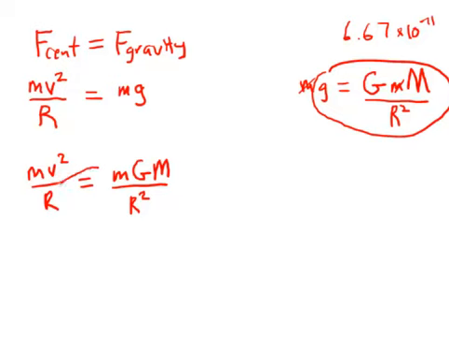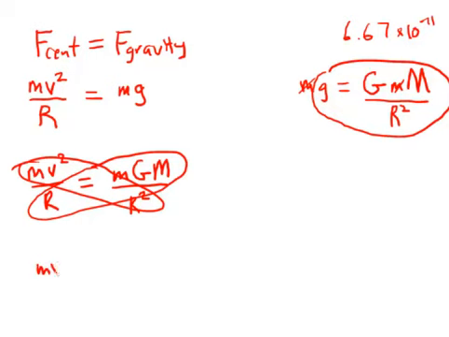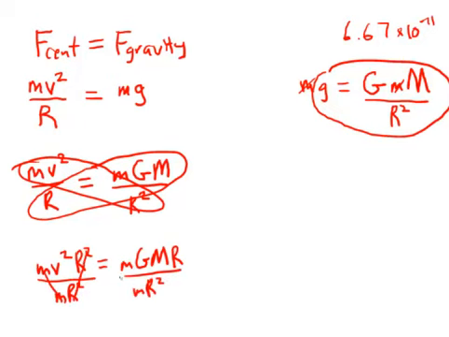We can cross multiply, and we get that mv squared times the radius squared is equal to m capital G, capital M, capital R. And to try to get v squared by itself, I'll divide both sides by mr squared. And the m's cancel, the r squareds cancel, the m's cancel on this side. R divided by r squared is the same thing as just an r in the denominator. And we have v squared equals capital G, capital M over capital R.